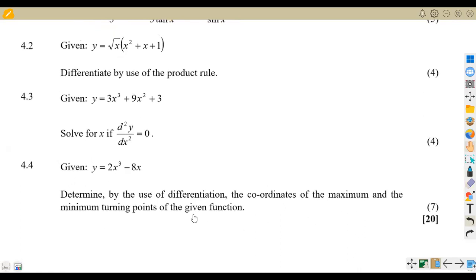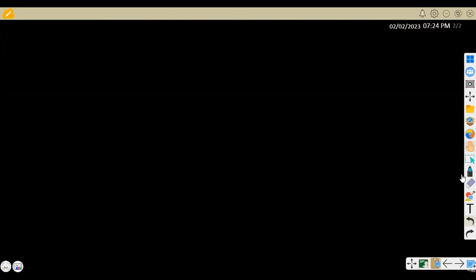Okay, 4.4, we are given the derivative to determine, by the use of differentiation, the coordinates of the maximum and minimum turning points of the given function. Okay, so that's a function that you're given, where y is equivalent to 2x to the exponent of 3 minus 8x. Okay, so that's question 4.4.